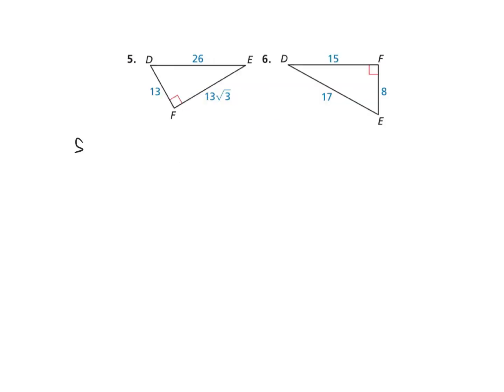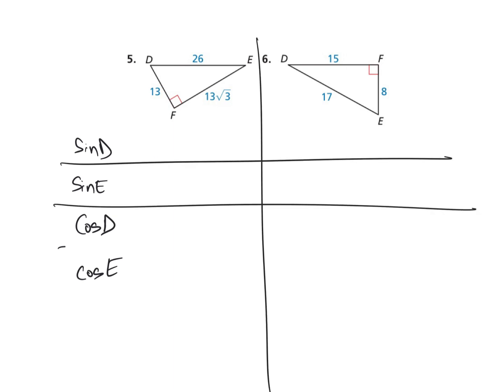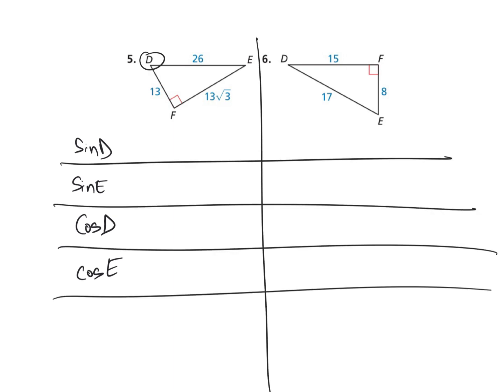All right, same thing here. Sine of D, sine of E, cosine of D, cosine of E. So the sine of D, opposite leg, 13 square root of 3, all over the hypotenuse, 26. 13 reduces 26 evenly, so square root of 3 over 2. So you take the square root of 3, divide it by 2, and you get approximately 0.8660. And again, that's a cofunction with cosine of E.